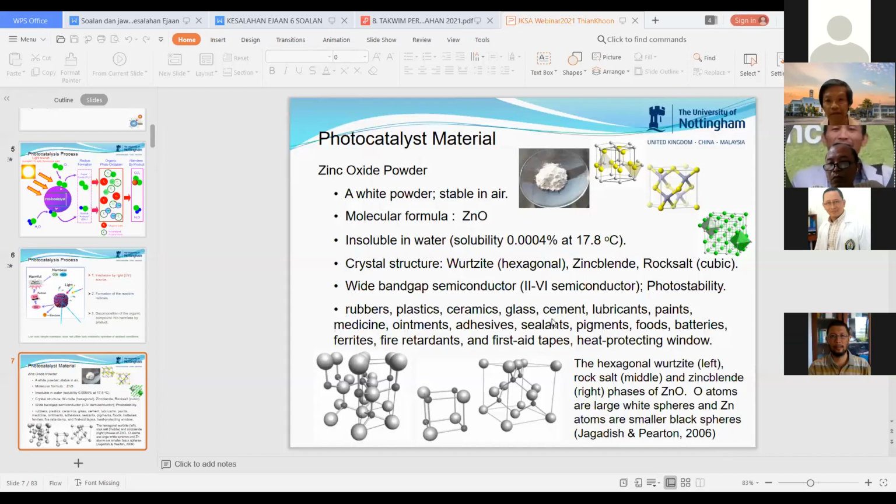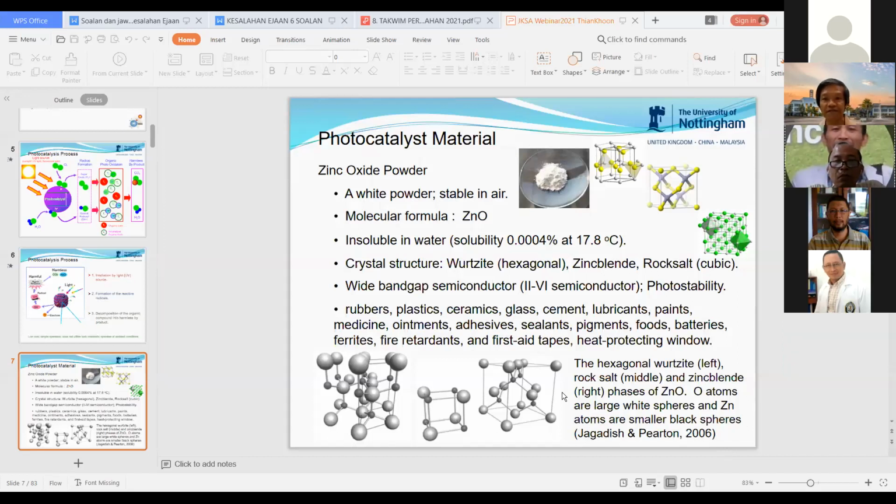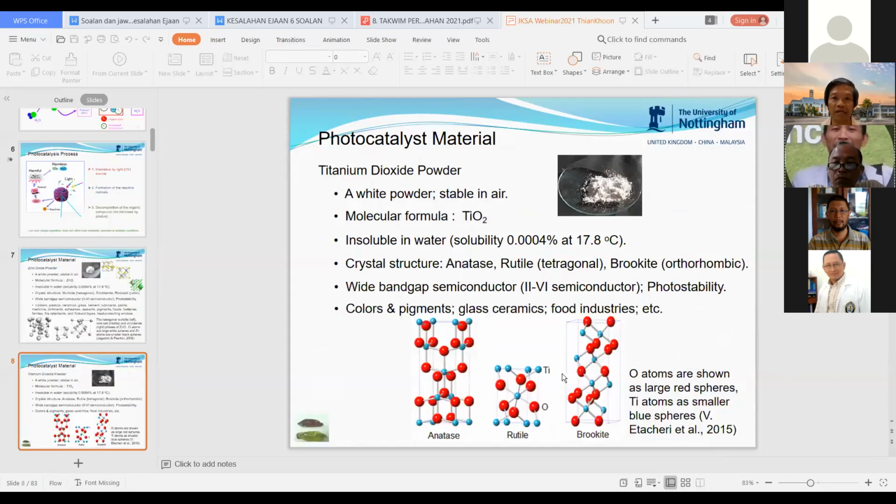As you can see here, there are 3 different types of crystal structures that can be produced. Of course, this is due to the different temperatures. The second one, as I said just now, is titanium dioxide. Same conditions, it's also stable, and it also has these 3 types of crystal structure, which are also produced by different heating temperatures when we prepare them. And then the third one is iron oxide.